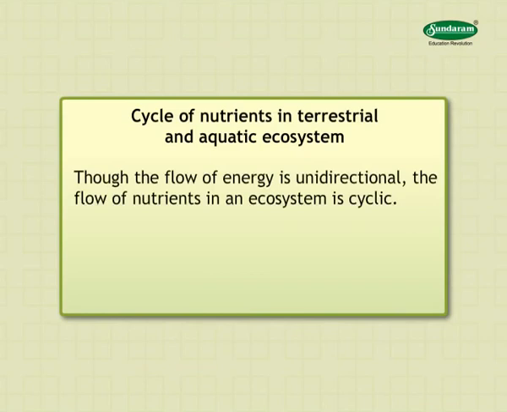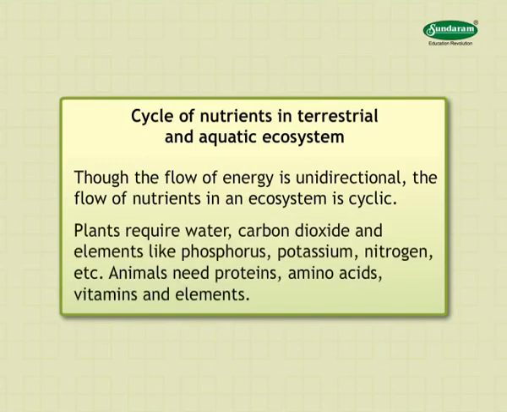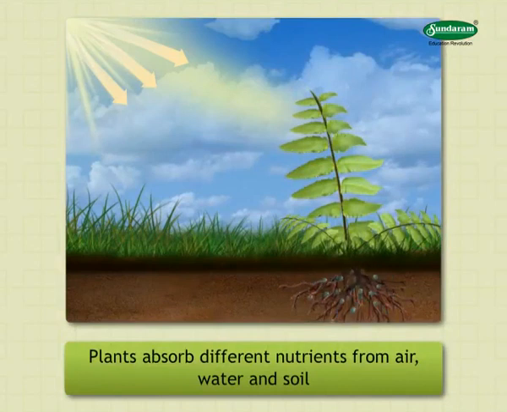Cycle of nutrients in terrestrial and aquatic ecosystems. Though the flow of energy is unidirectional, the flow of nutrients in an ecosystem is cyclic. All the organisms require nutrients for their growth. Plants require water, carbon dioxide, and elements like phosphorus, potassium, nitrogen, etc. Animals need proteins, amino acids, vitamins, and elements.